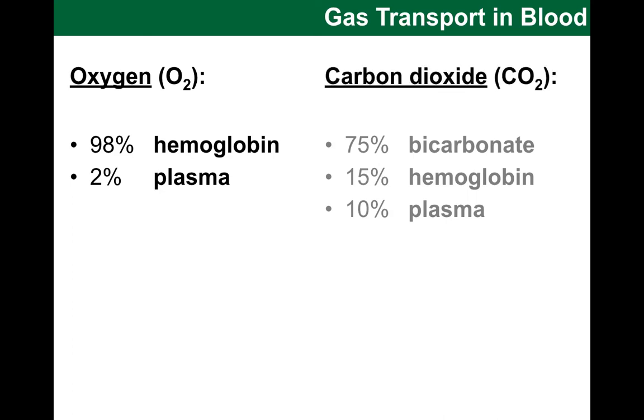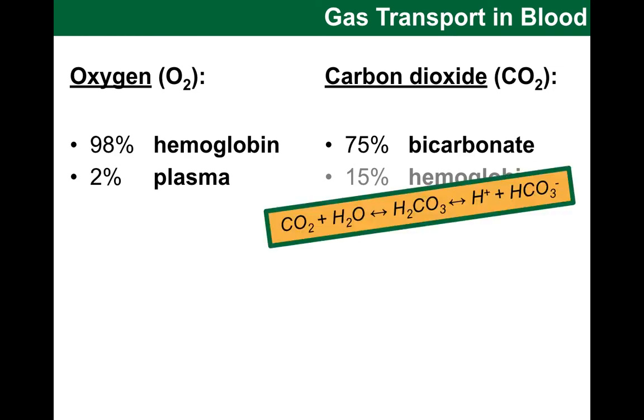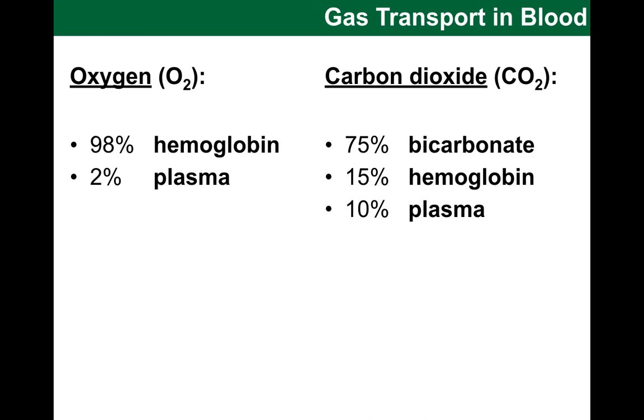How about carbon dioxide then? Well, the majority of carbon dioxide is transported from cells to lungs as bicarbonate. This brings us to the carbonic acid equation, and I will discuss it in a little more detail when we put all this together. But notice that carbon dioxide and water make carbonic acid, which can then be made into bicarbonate, which is then released through respiration. The rest of the carbon dioxide is transported as carbaminohemoglobin and in plasma.